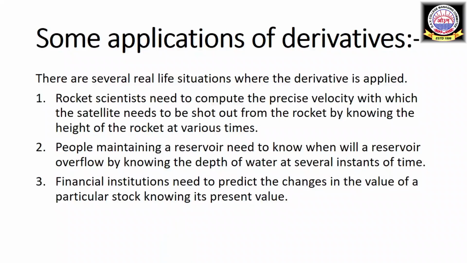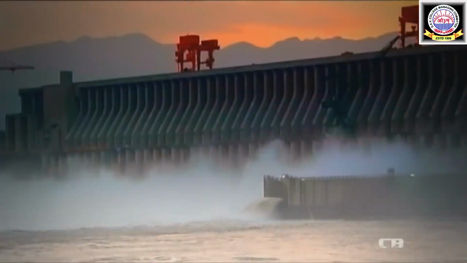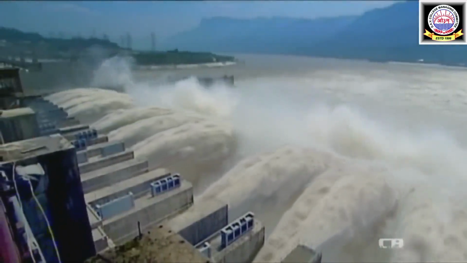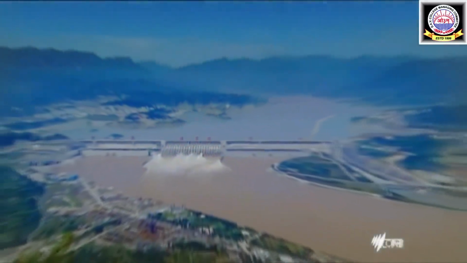The second application: the people maintaining a reservoir need to know when the reservoir will overflow by knowing the depth of the water at several instants of time. The people managing different dams, by using the derivative, are able to know at what time the reservoir will overflow, and accordingly they will give the information or take precautions for the benefit of society and the people.